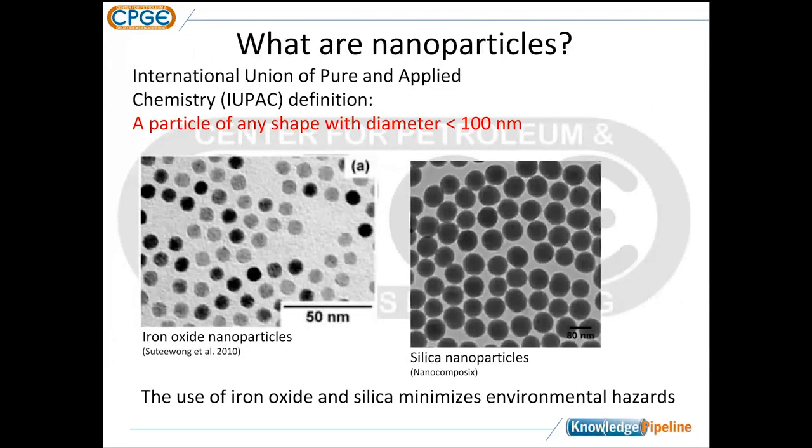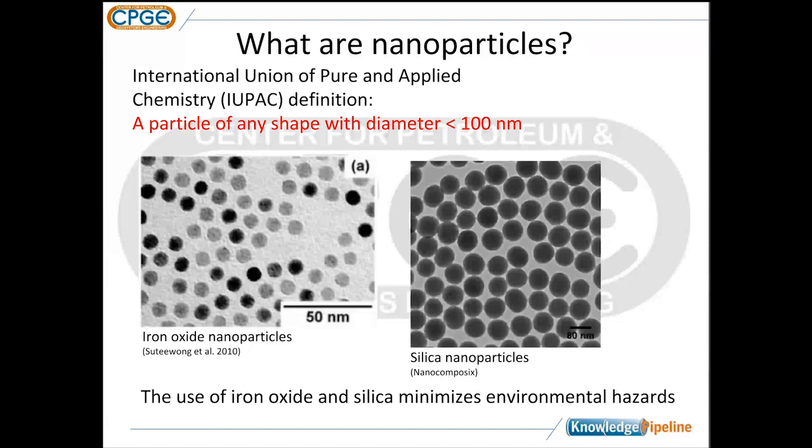I'm going to start out with a little bit of background on what nanoparticles are. The International Union of Pure and Applied Chemistry defines nanoparticles as any particle of any shape with a hydrodynamic diameter less than 100 nanometers. So these would be smaller than colloids. Here are a couple of transmission electron microscope images of nanoparticles.